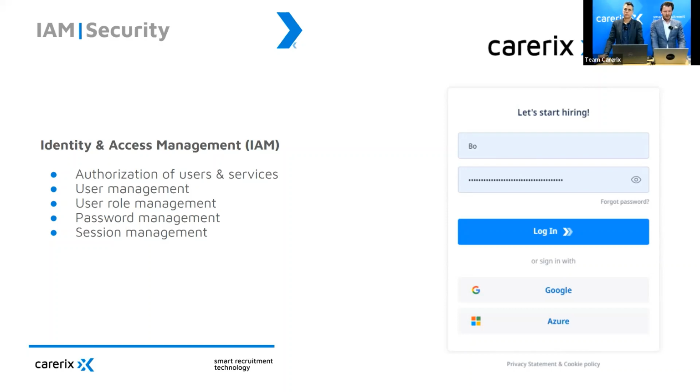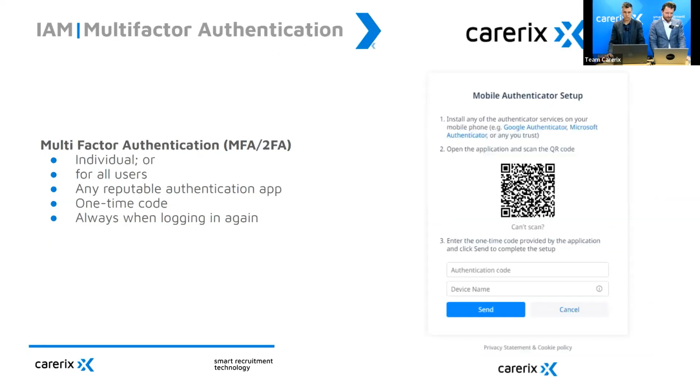So the identity and access management platform, or IAM platform, as we call it for short, is about authorization of users and also services. And with services, we mean software components that want to connect with our platform. It's about user management and user role management, password management, and session management. And with session management, that's a bit more technical. That's about if you log into Carerix, you start a session, so to say. If you log out, you end the session, and your session can also be expired by the expiration period. So I'll get back to that in a moment.